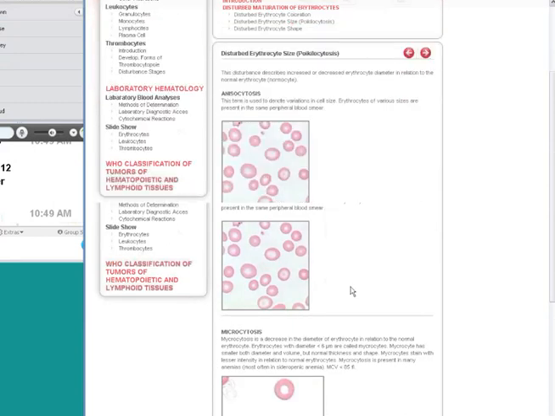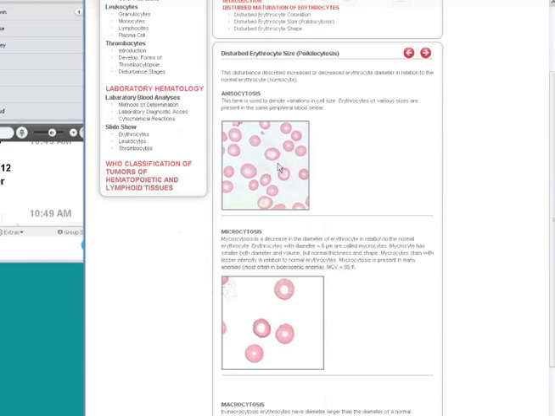Here's something called anisocytosis. It means some cells are big, some cells are little. Now, what lab value would be increased with that situation? The RDW, right? Because there's a lot of variation in the size of the cells.